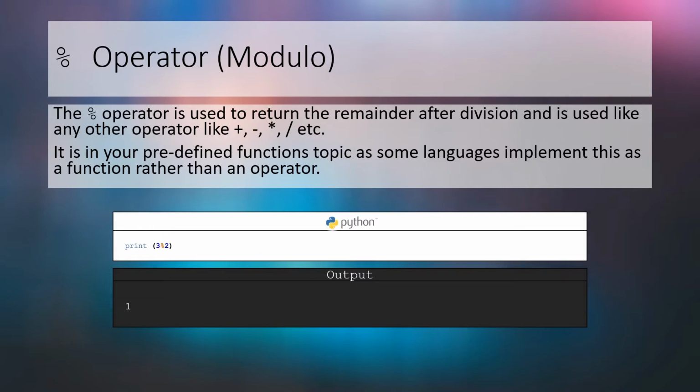So if you look at the example below, we've printed 3 mod 2 and we get the output of 1. That's because 3 divided by 2 has the remainder of 1. You can try this out in the terminal if you want before you attempt the programming task this week.